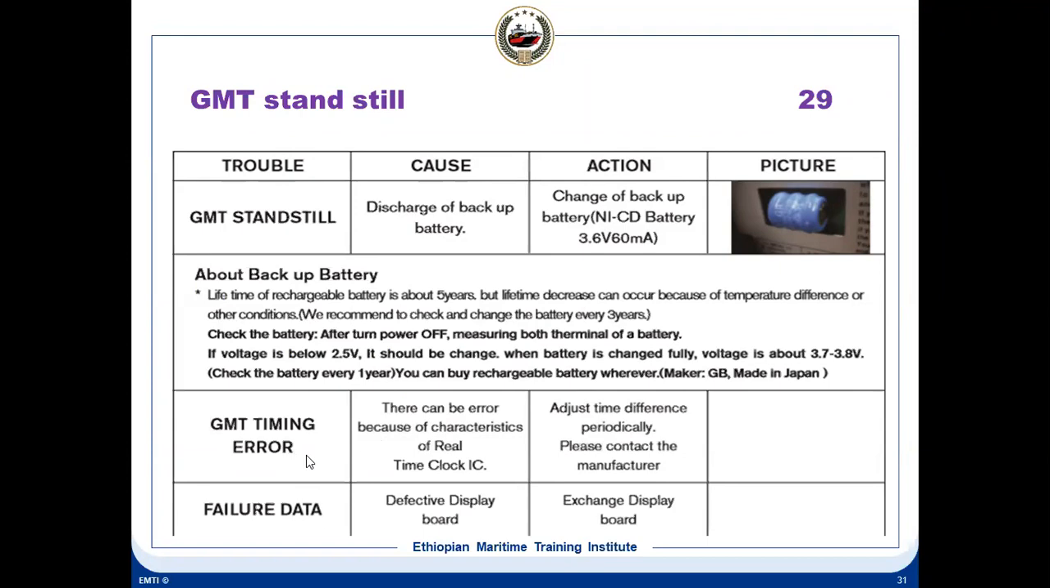The timing has to match, because of the time when you pump out or when you run the OWS, the timing has to correspond. So the GMT timing can be adjusted on the 15 ppm monitor. If you open the cover, you will find there is a timing adjustment. So by checking with the bridge, you can set the time correctly, GMT time. So adjust the time difference periodically with the bridge.